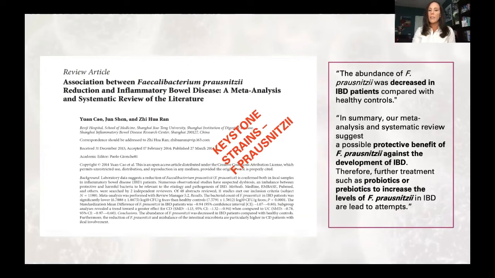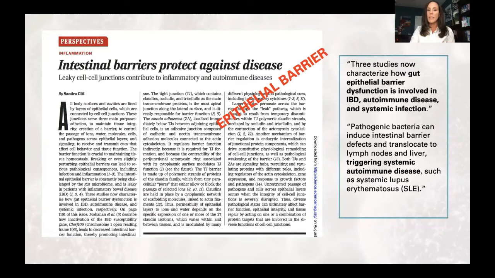Another one, keystone Faecalibacterium prausnitzii, is decreased in IBD patients, and it has a protective benefit when it is present. Keystone strains often have to do with increasing mucosal barrier protection, which is why we're seeing associations with inflammatory bowel disease as well. And the epithelial barrier is a key component as well, because if there's epithelial barrier dysfunction, there's more likely permeability, involvement in the creation of inflammatory bowel disease, autoimmunity, and systemic infection.